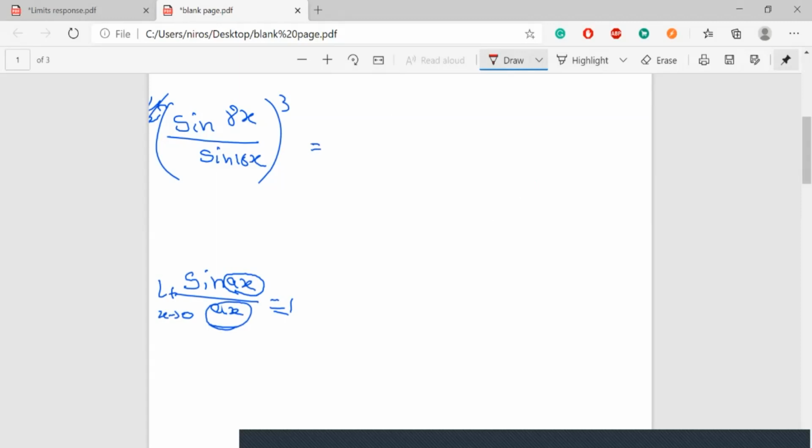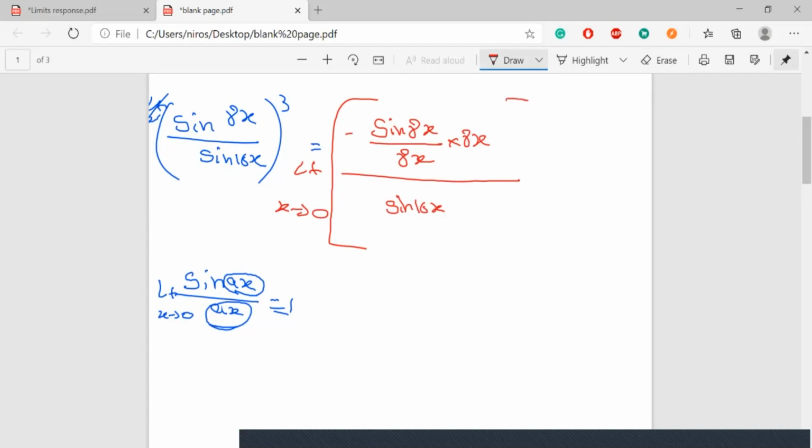Now what I will do is, for this sine 8x, I will multiply and divide by 8x. After this, separating the sine 16x limits. Otherwise, you can do it inside also, no problem. The limit, x tends to 0, is just outside here itself, because either I can send the limit at the beginning or at the end. It is the same.